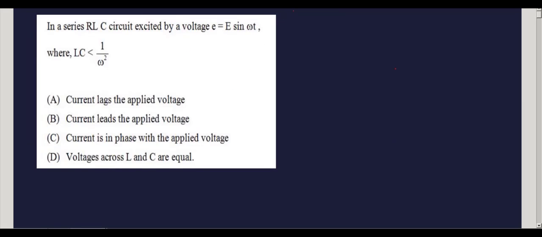Let's see the next question. He has given a series RLC circuit excited by the voltage source e equal to E sin omega t, where LC is less than 1 by omega square. That means omega square is less than 1 by LC, so omega is less than 1 by root LC. Omega equal to 1 by root LC is the resonant frequency.